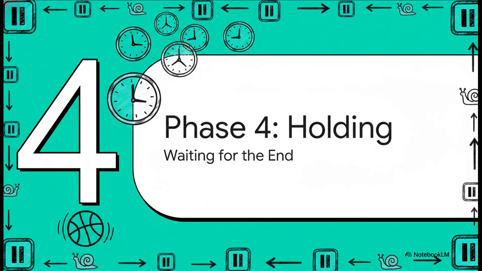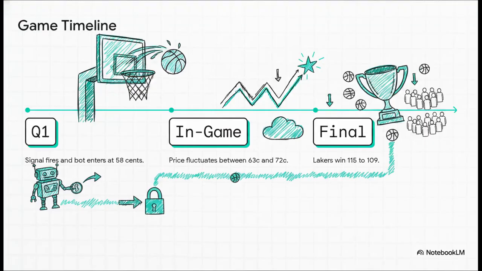Phase 4, the holding period. Okay, let's take a breath, because we are slowing the tempo way down now. For the next 2 hours of this basketball game, the bot completely shifts to a strict hold-to settlement strategy.